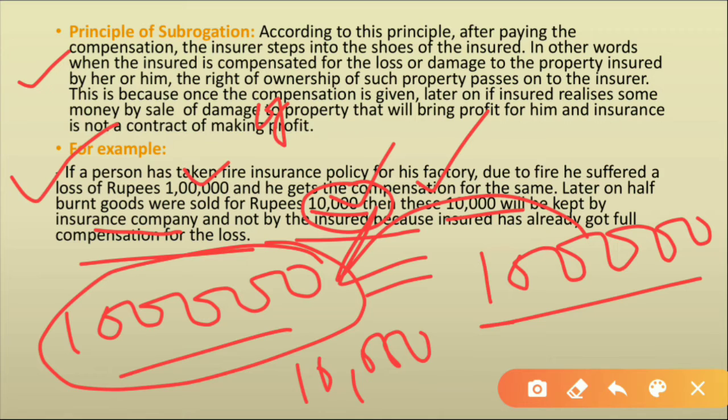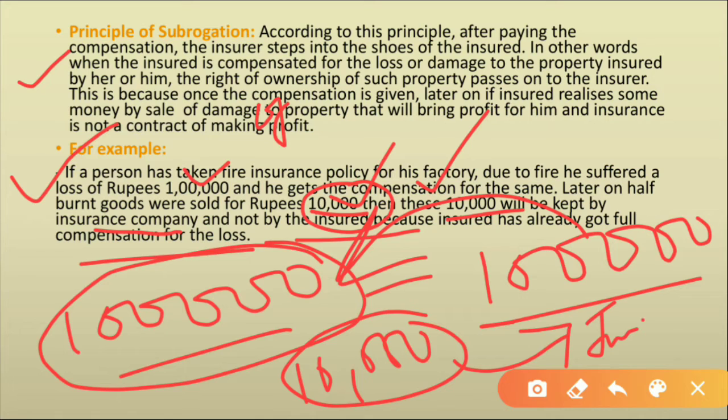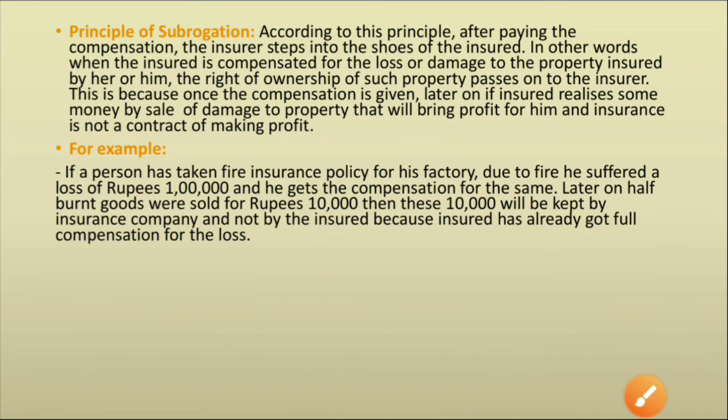So whatever the amount he has earned by selling the burnt goods, this amount will go to the insurance company. इंश्योरेंस कंपनी ये पैसा उससे ले लेगी, because जितना उसका लॉस था इंश्योरेंस कंपनी ने उसको already pay कर लिया है. उसके ऊपर वो उसको एक्स्ट्रा प्रॉफिट अर्न करने नहीं देगी. Right? So this is the principle of subrogation.